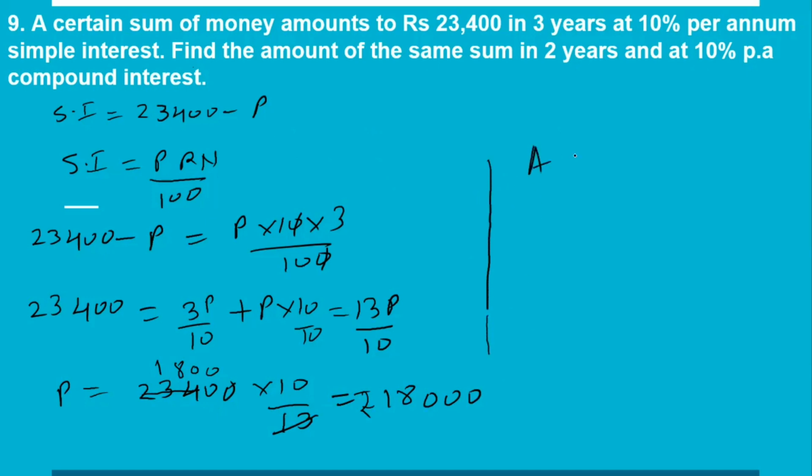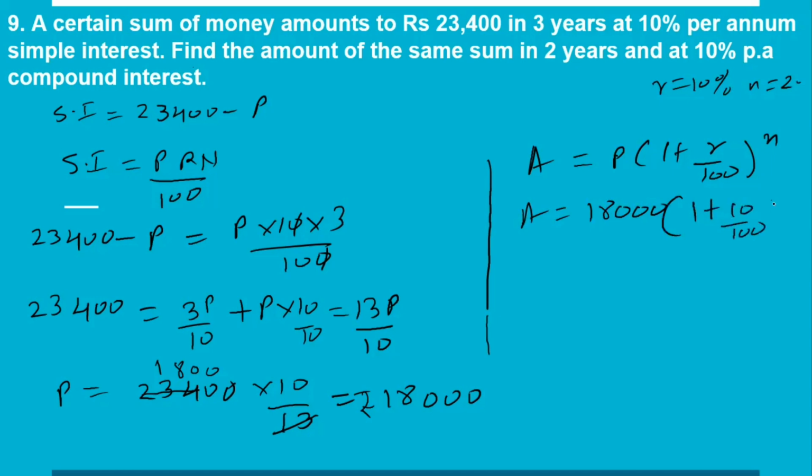So we have A is equal to P in bracket 1 plus R upon 100 raised to N. Here the rate of interest is 10% per annum, and n is equal to 2 years. So A is equal to P, which is 18,000, in bracket 1 plus 10 upon 100, raised to 2. Simplify this, we get 18,000 into 11 upon 10 squared. So write 11 upon 10 twice.